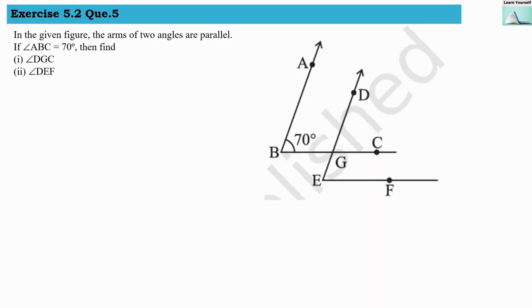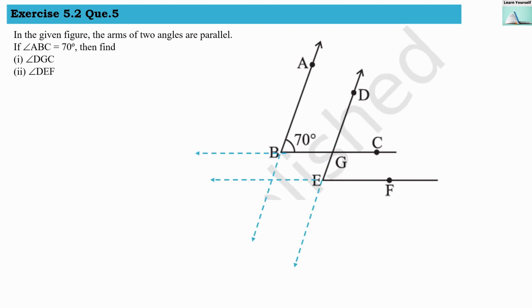Exercise 5.2, question number 5. In the given figure, the arms of two angles are parallel. If angle ABC is 70 degrees, as they have shown here, then find DGC. So we have to find the measure of this angle, and DEF. So DEF will be this. These two angle measures we have to find out.